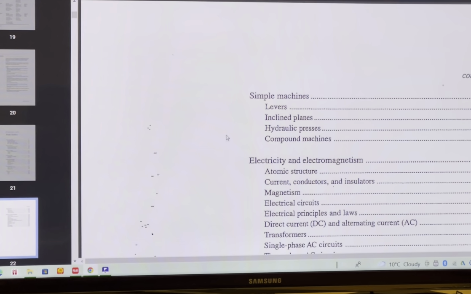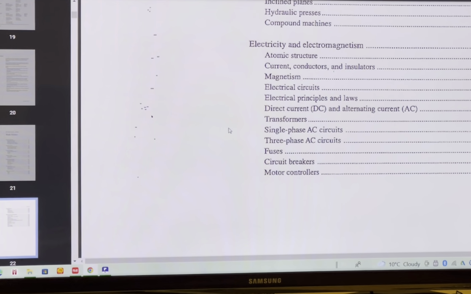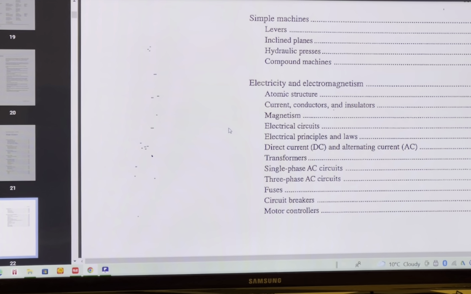Okay? Simple machines. How levers work, inclined planes, hydraulic press, compound machine. Okay? Last, we will be talking about electrical and electromagnetic magnetism. Okay?